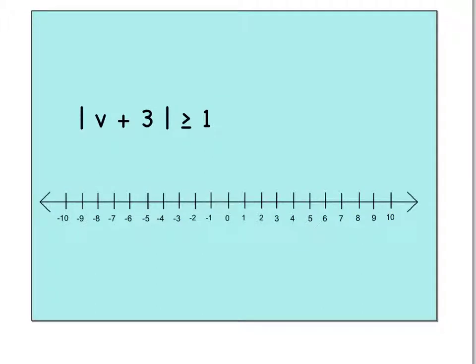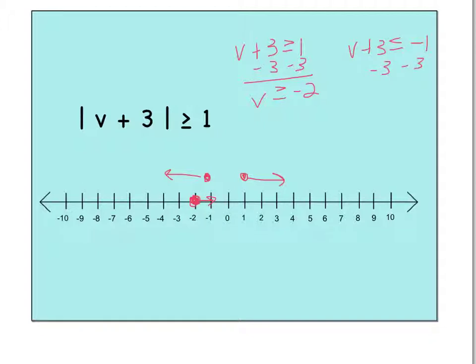Over here, we're saying that this v plus 3 is going to be greater than or equal to 1, which means it would also have to be less than or equal to negative 1, because that distance has to be more than 1 away from 0. So I'm going to go through and solve. V plus 3 would be greater than or equal to 1, and v plus 3 would be less than or equal to negative 1. So if we subtract 3, v would be greater than or equal to negative 2. Going this way, if we subtract 3, v would be less than or equal to negative 4. So there are our two solutions.